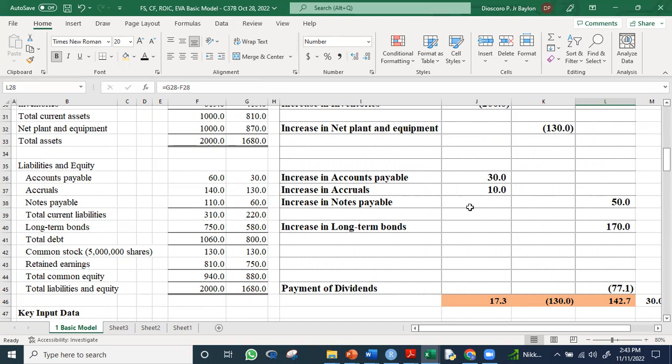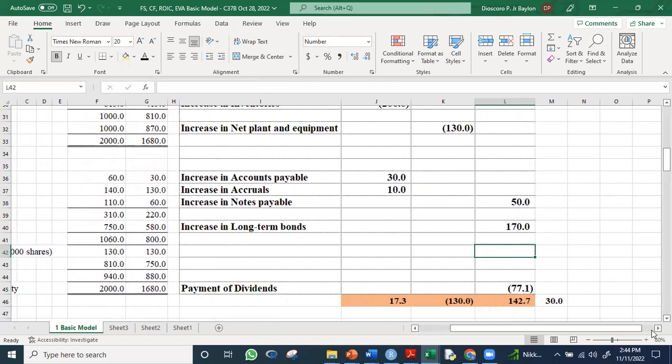On the other hand, notes payable, which is interest bearing, we put under financing, and the increase is also a source of cash. So is the increase in long-term bonds, also under financing, and it's a source of cash. Had there been any change in the common stock, it would also fall under financing, and an increase in common stock would have been a source of cash. All right, and then the last item here is a payment of dividends. The payment of dividends is a use of cash, and it will fall under financing.